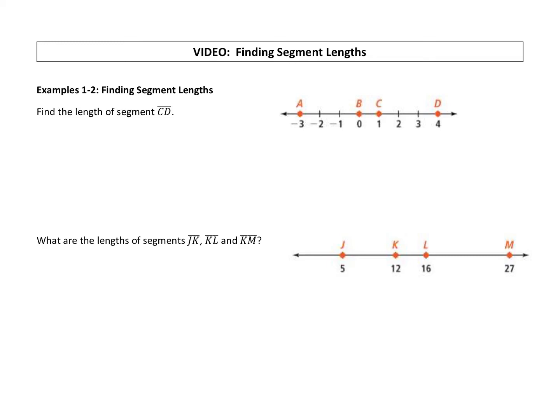All right, so in our first video, or example video, we are going to work on finding segment lengths. So we have a number line with some points A, B, C, D on there. And it says find the length of segment CD. So sometimes this is just saying, well, here's C, here's D. How many units is that? And we can count 1, 2, 3. So CD has a length of 3 units.